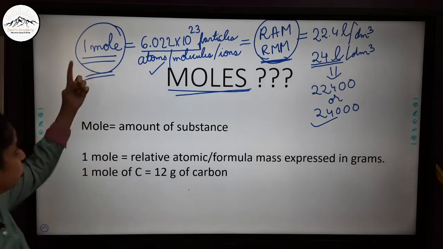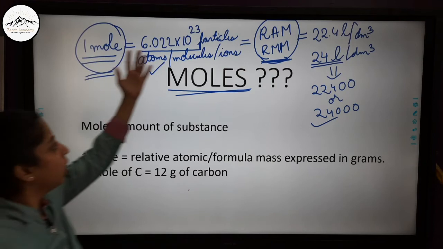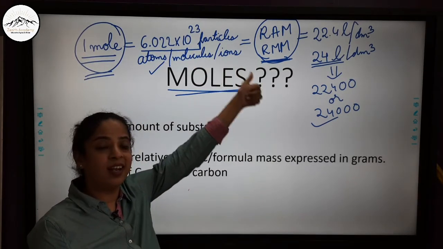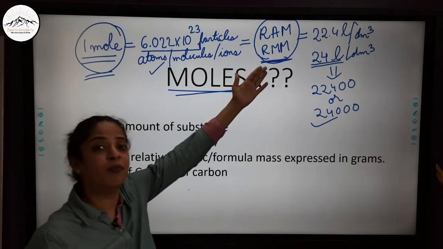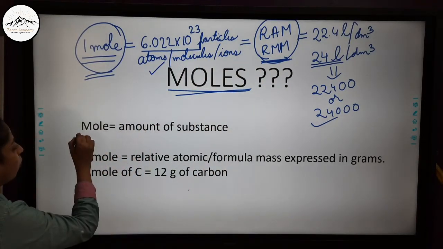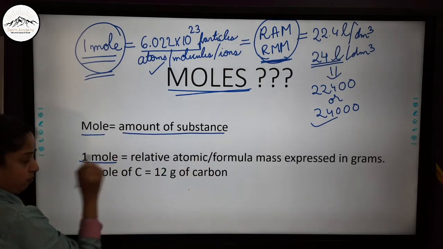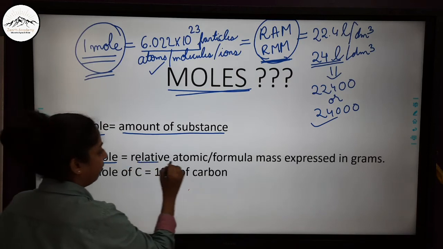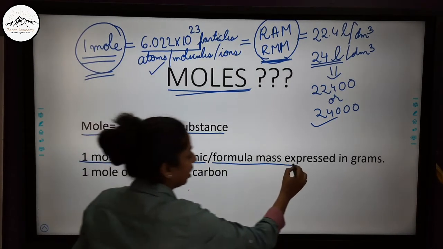Okay. So 1 mole, here if you see this relationship, 1 mole corresponds to relative atomic mass of that atom, or 1 mole corresponds to relative molecular mass or formula mass of that atom. So mole is nothing but amount of substance, and 1 mole is equal to relative atomic mass or relative formula mass, which is expressed in grams.